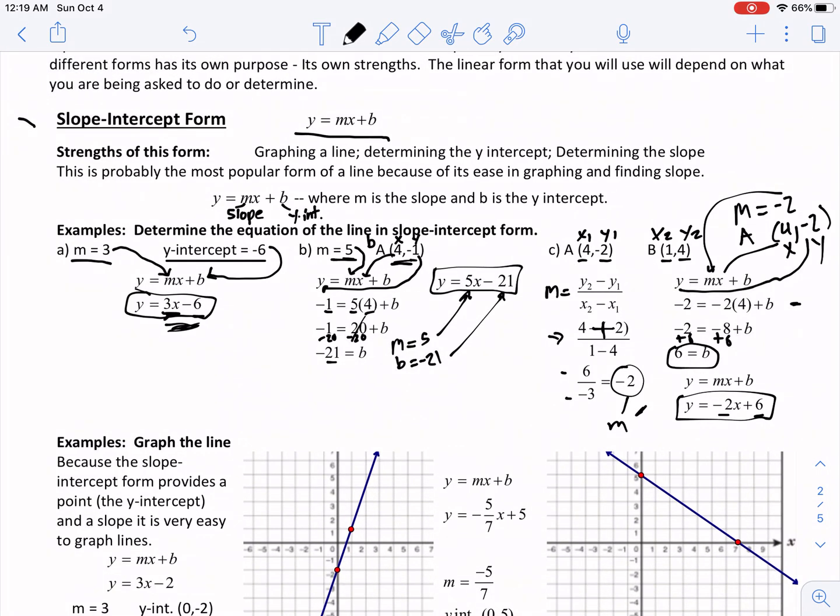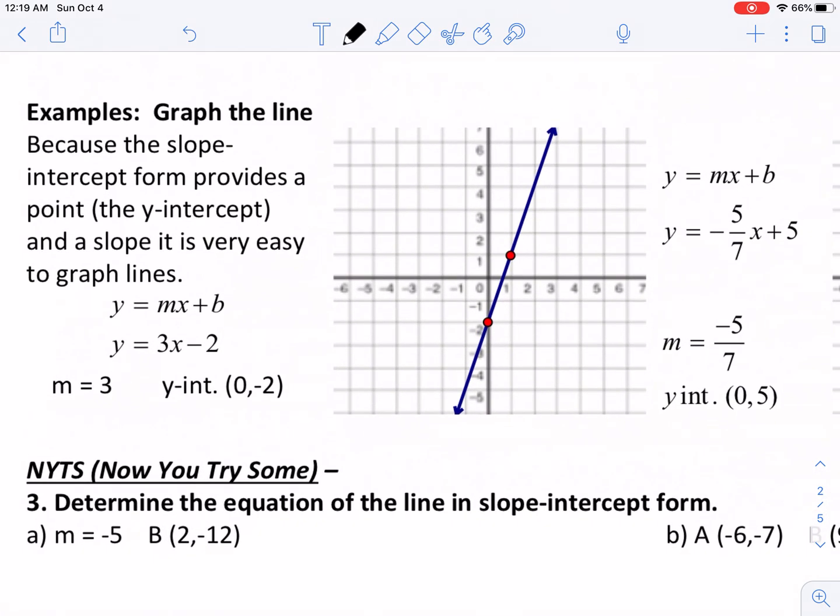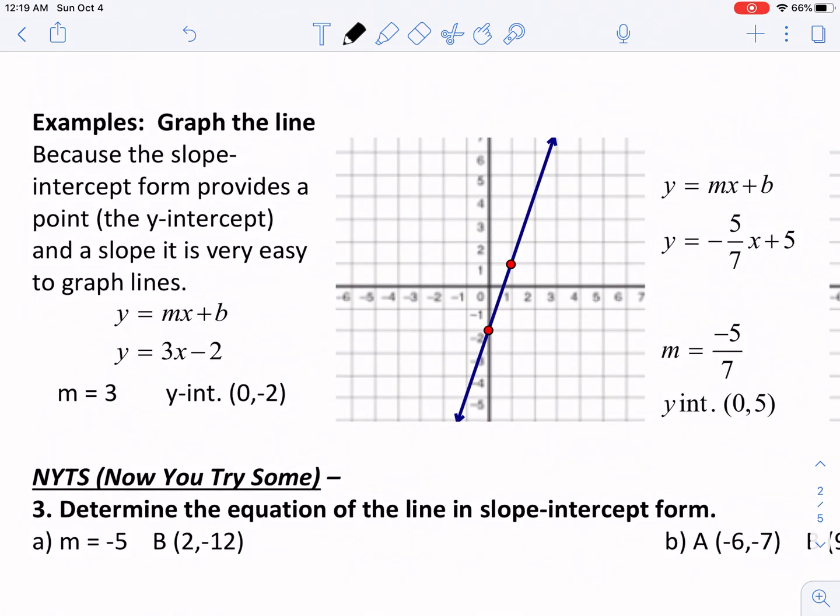So that's different ways that we can write the equation of a line in slope-intercept form. Now, the other nice thing about having slope-intercept form, if you remember from your Algebra 1 days, is that we can graph it, okay? The y-intercept tells us where we're going to cross the y-axis, and m tells us where to go next, okay? That rise over run tells us how to get to the next point.